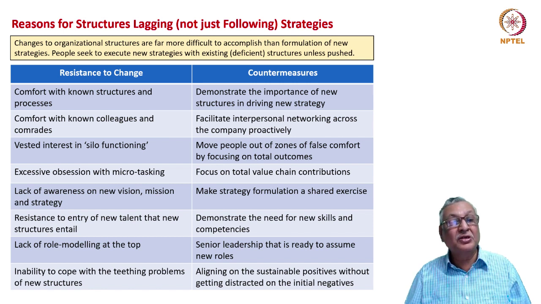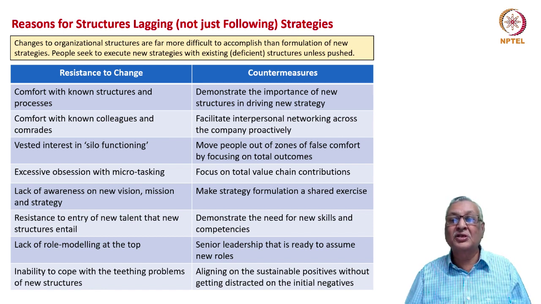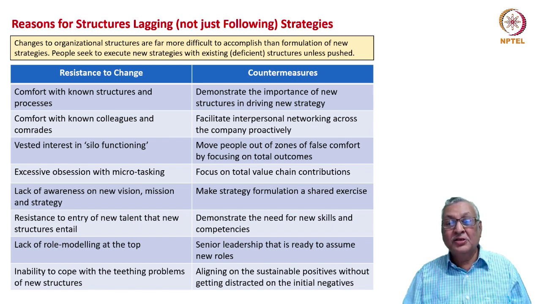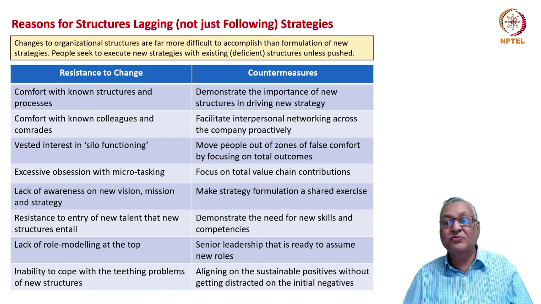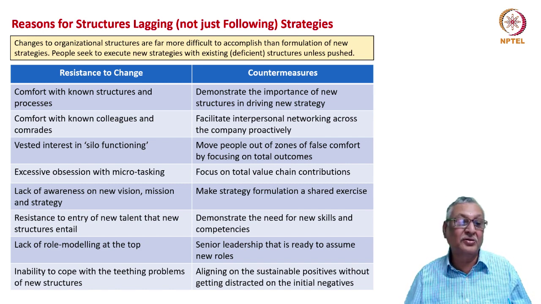And how do we overcome that? We should demonstrate the importance of new structures and processes in driving new strategy. People are comfortable with the relationships that have been established over years and in some companies over decades. Therefore, there is comfort with known colleagues and comrades. How do we mitigate that? We should make people well known to each other across the organization. We should facilitate interpersonal networking across the company proactively.